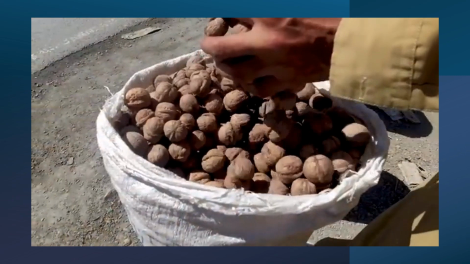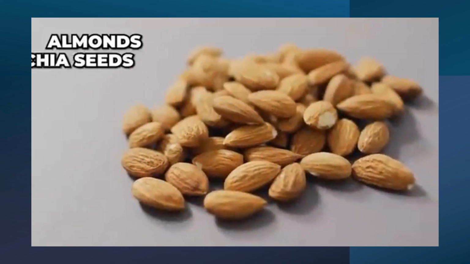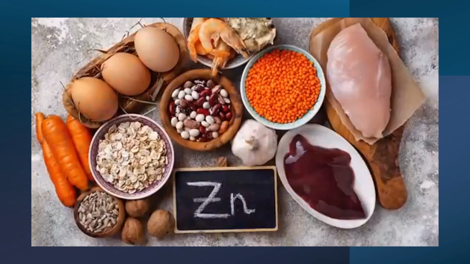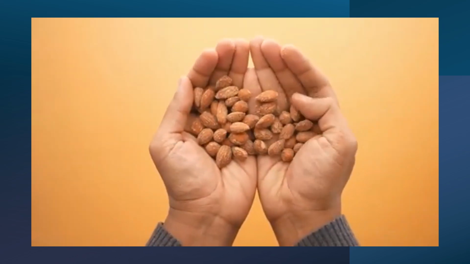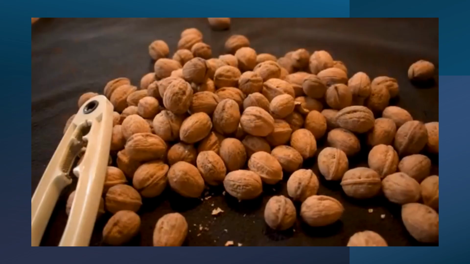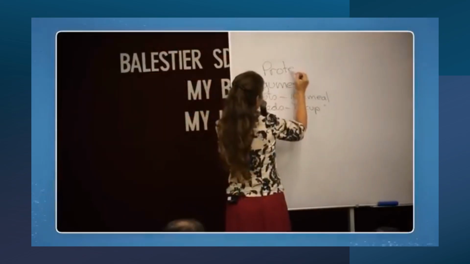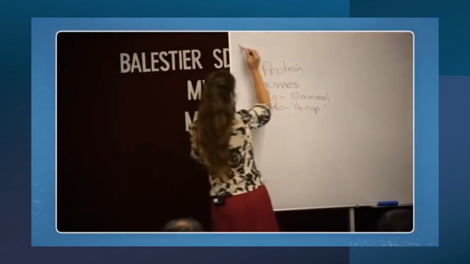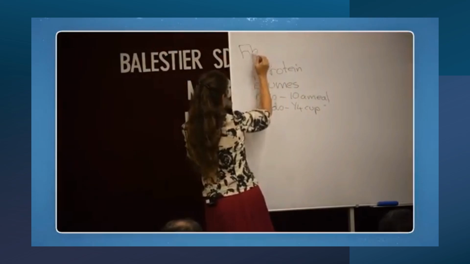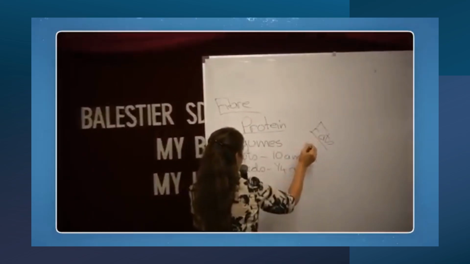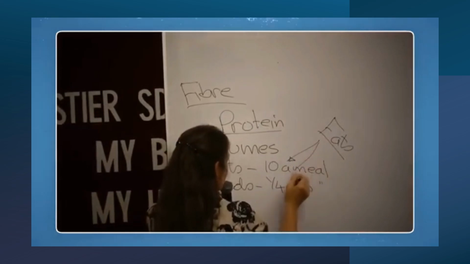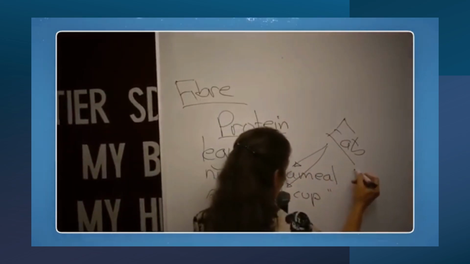And don't forget about nuts and seeds. Almonds and chia seeds are rich in vitamin E, zinc, and omega-3 fatty acids. These nutrients are essential for maintaining strong vision and protecting against cataracts. The three essential food groups are fibre, protein, and fats. So the best fats are your nuts, your seeds, and coconut oil and olive oil.